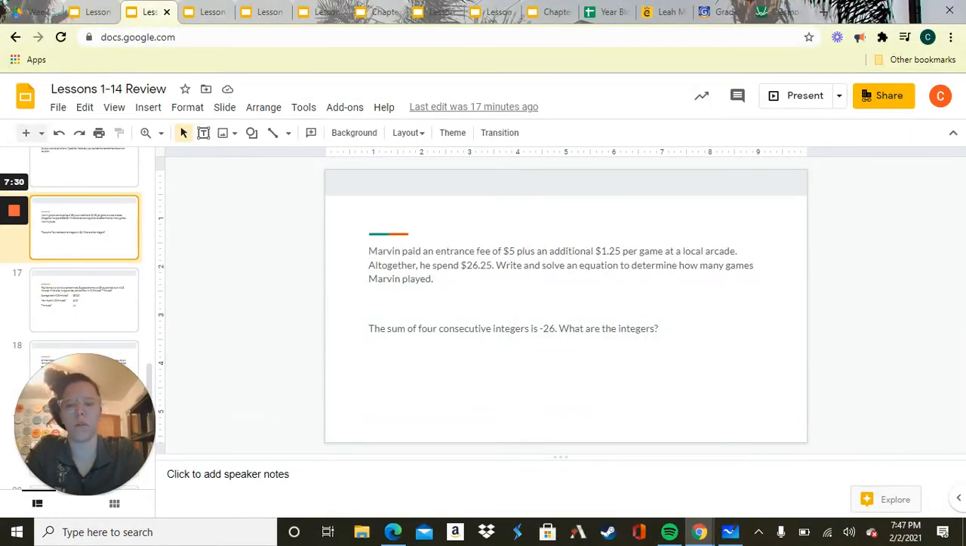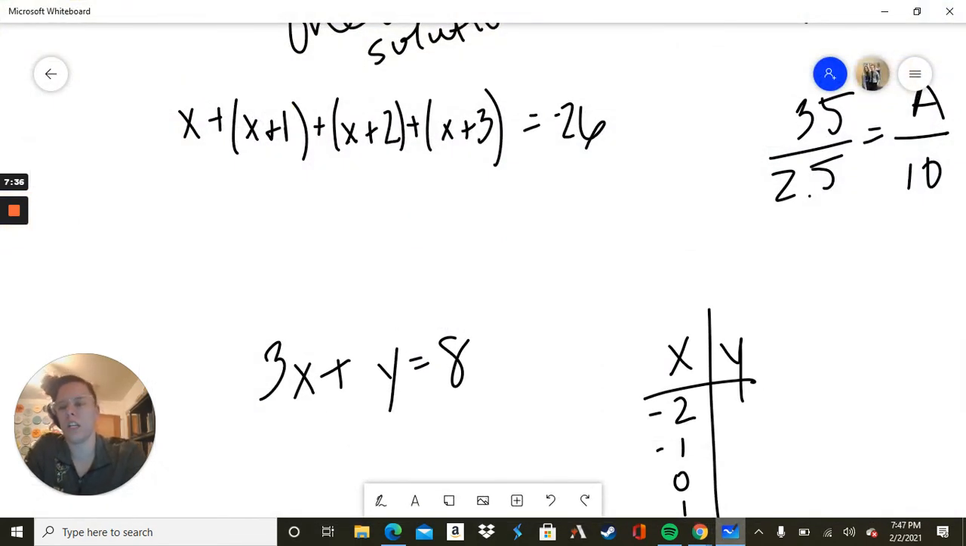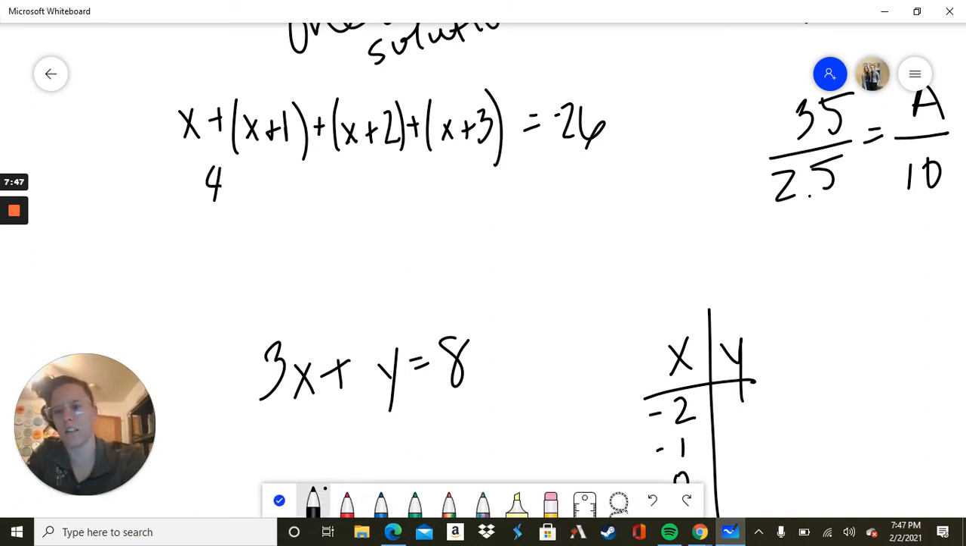Next, the sum of 4 consecutive integers is negative 26. What are those integers? So similar to the first couple we did. So we have x plus 1, because that'd be the second integer, plus x plus 2, which is the third, plus x plus 3 is the fourth. So again, we can combine those. So we end up with 4x plus 6, because 1 plus 2 is 3, plus 3 is 6, equals negative 26.